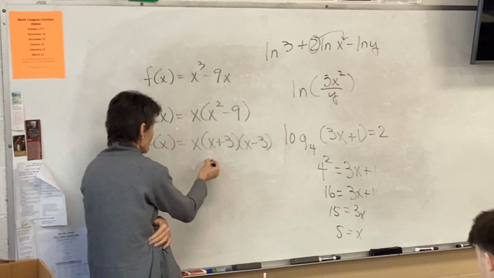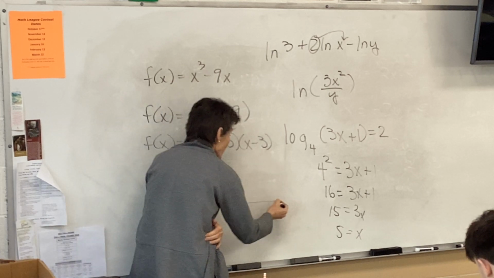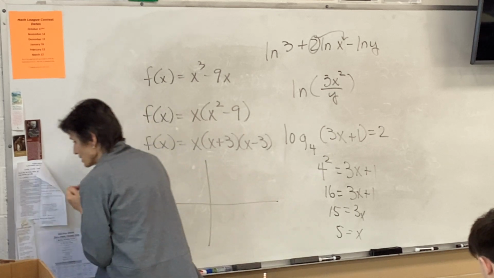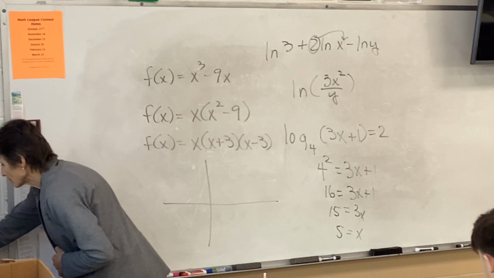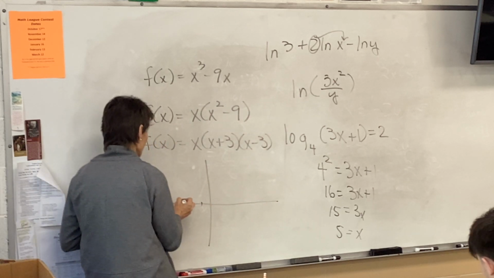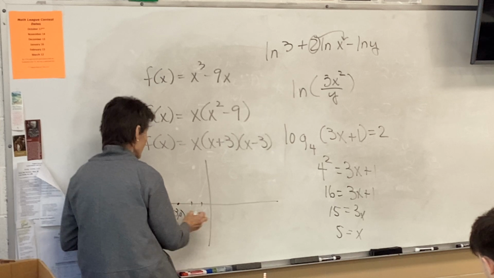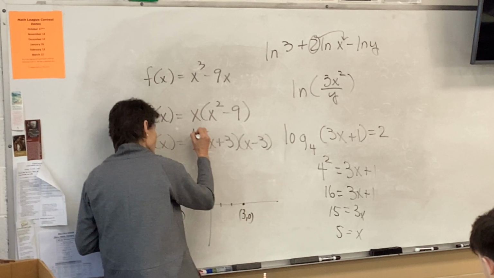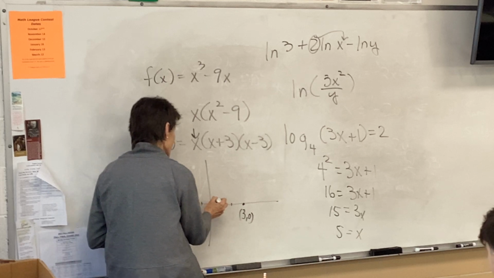So now when I go to sketch this, I'm gonna put some dots on the x-axis. And where are those dots gonna go? Definitely I'm gonna have one at -3. Definitely I'm gonna have one at +3, but what else? You're gonna have one at 0.